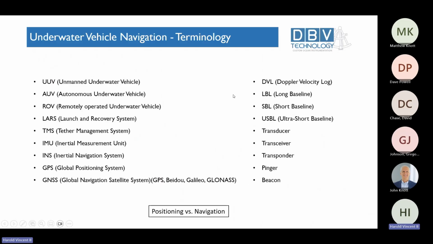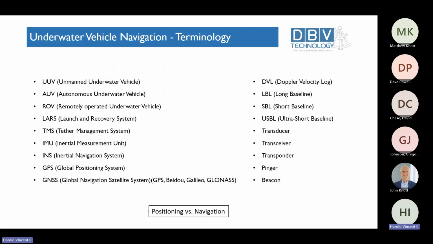On the right-hand side is terminology associated with underwater acoustic systems. And so for navigation purposes, there's a device called a DVL, or Doppler velocity log. We'll talk about that. The log is a nautical term that is a device for measuring speed of a vessel at sea.